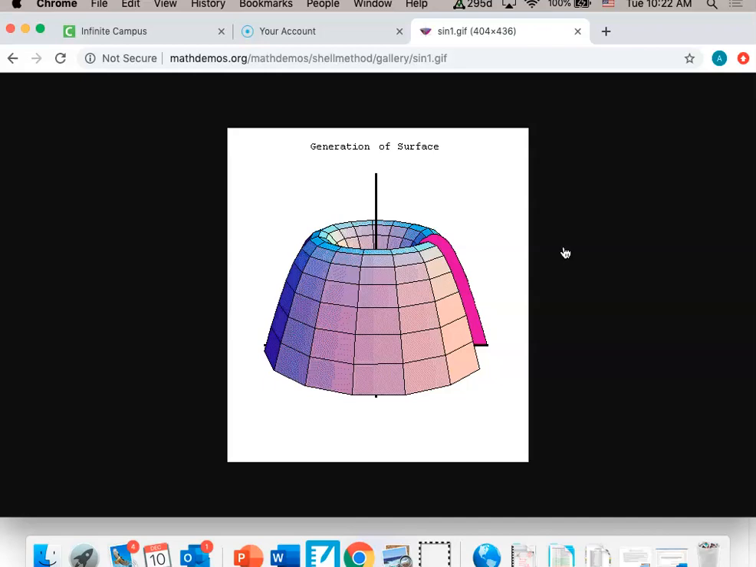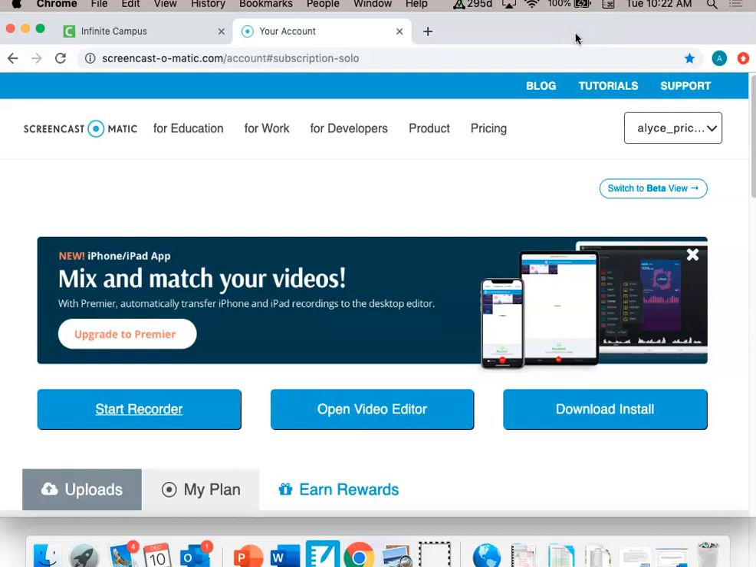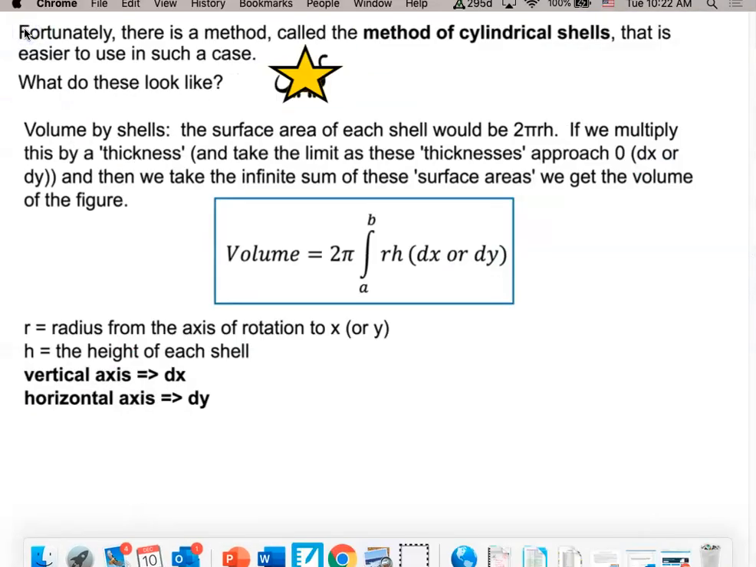All right. Okay. So anyway, that's shell. Now, here's the thing. In order to use shell, what we have to do is add the volumes of those shells together. Well, in order to find the volume of the shell, you need the surface area of a traditional cylinder. So a traditional cylinder that you grew up with looks like this, right?